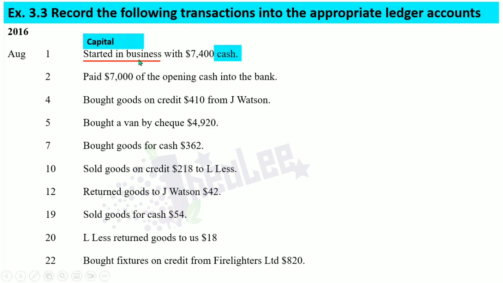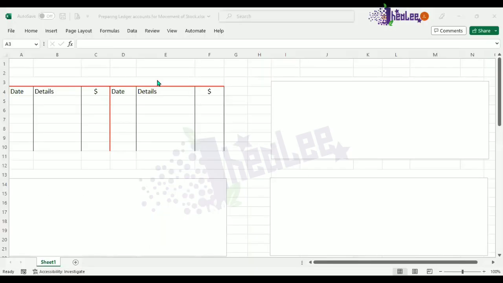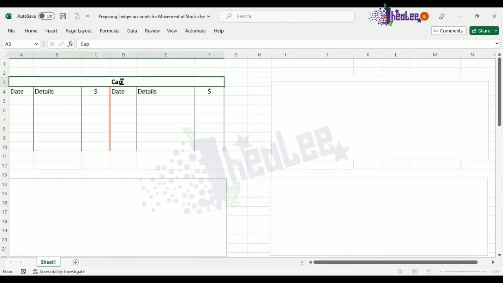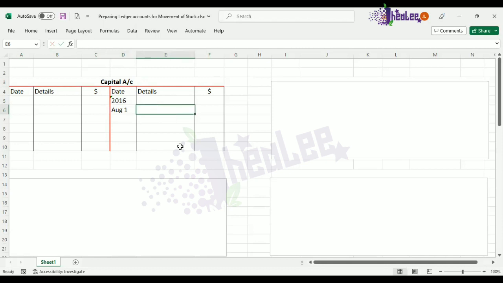So we're going to record this transaction into the ledger accounts. The first account that I'll be opening is the capital account, and all we need to do is to write the title of the account at the top of the T. And this account should be credited based on the transaction. So on the credit side, our date is 2016, the month is August, and the day is August 1st. Our details is the other item affected, which is cash in this case, and the amount is 7,400.